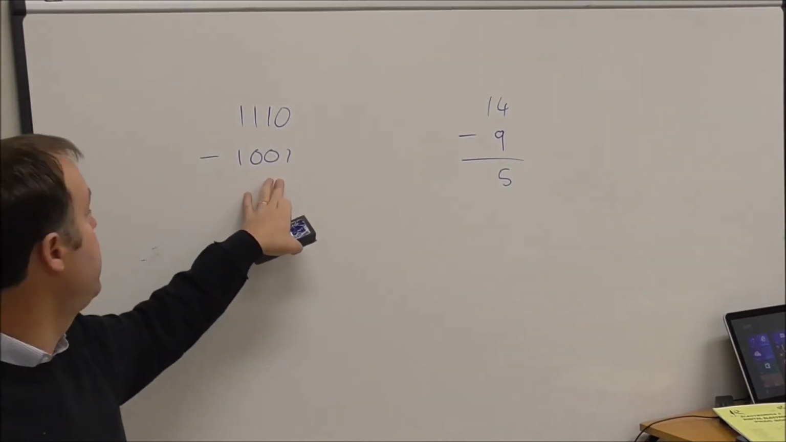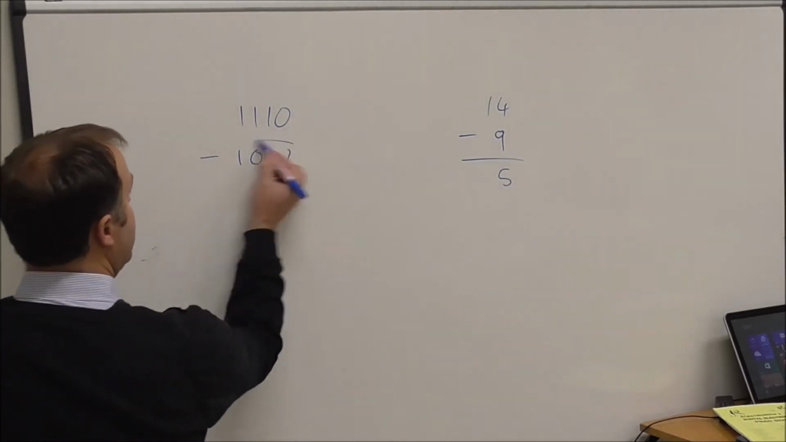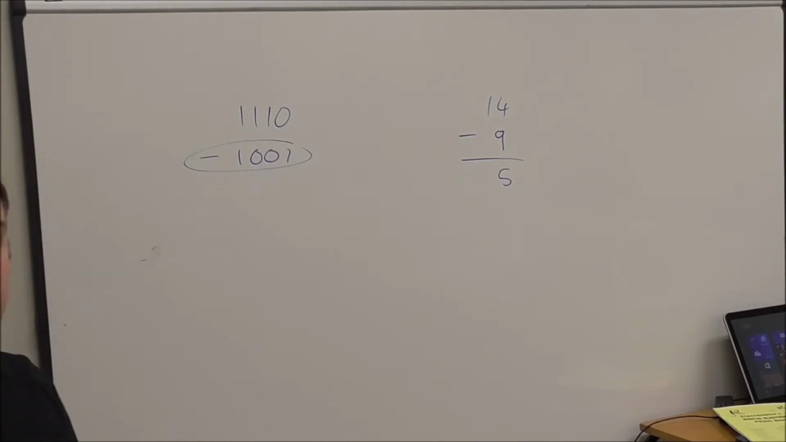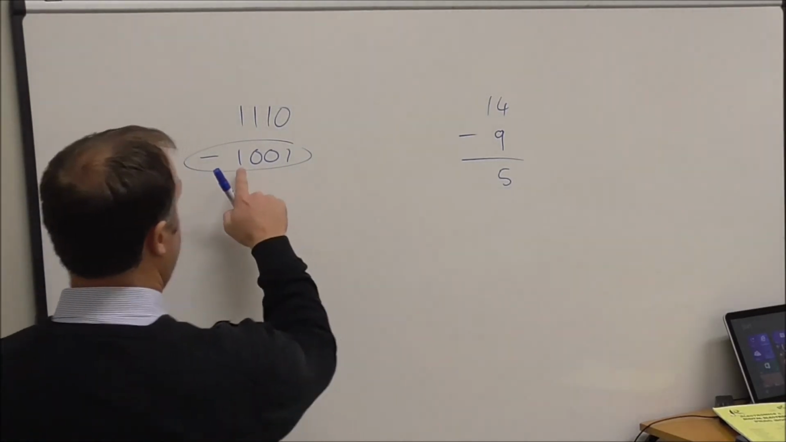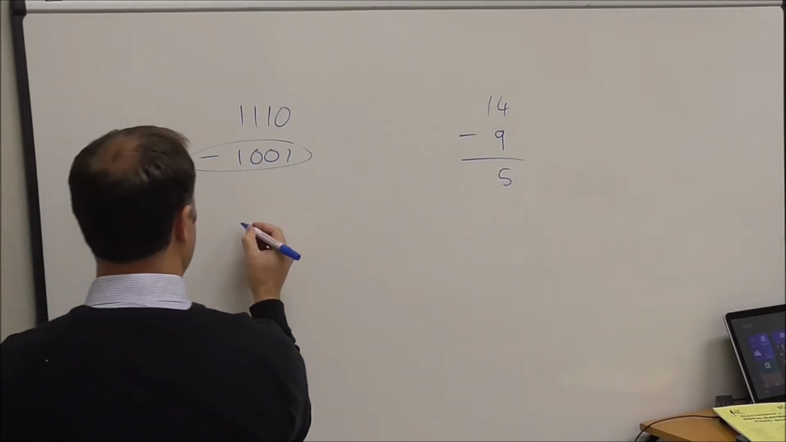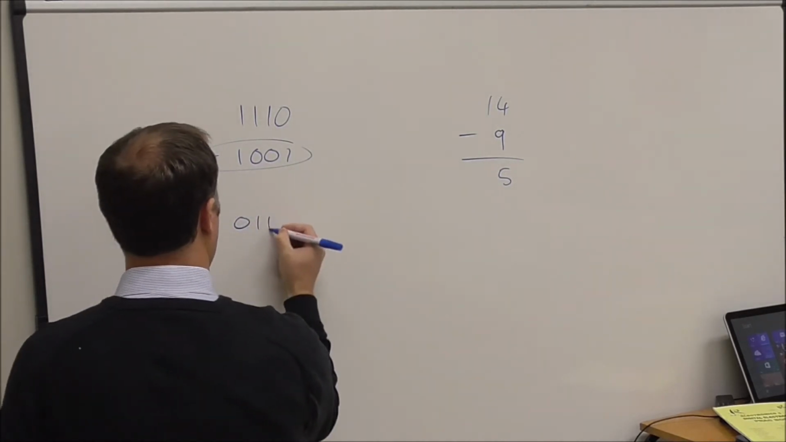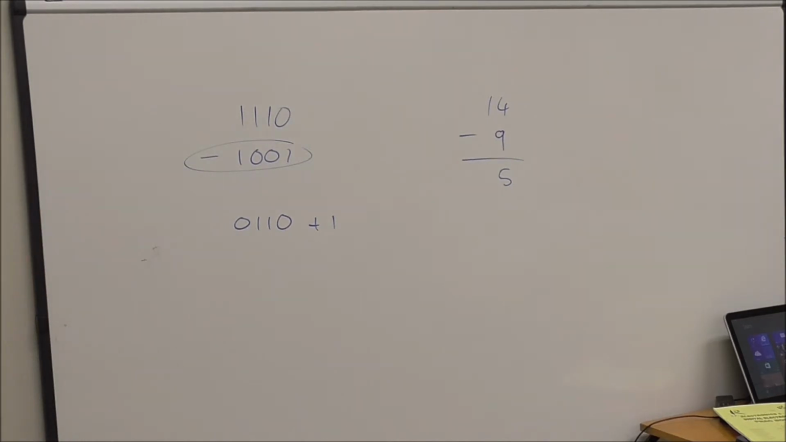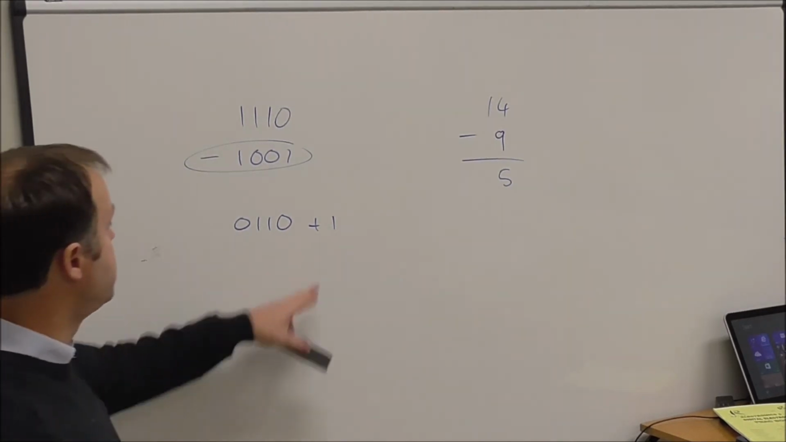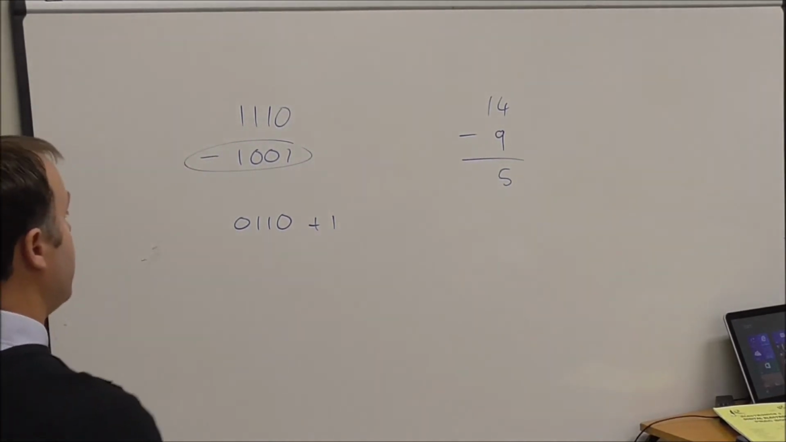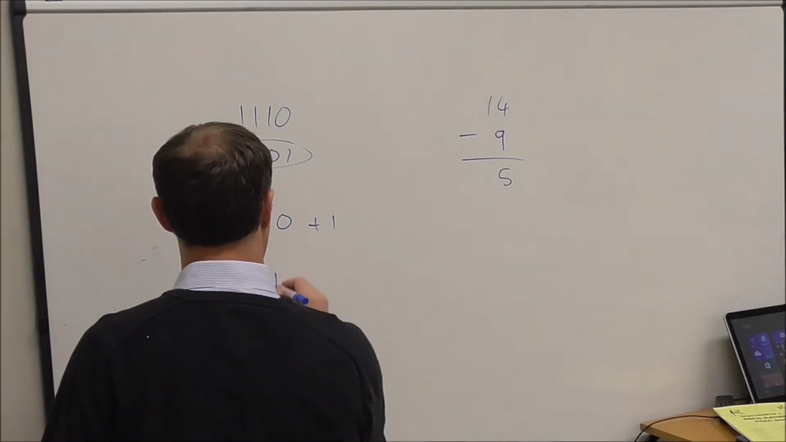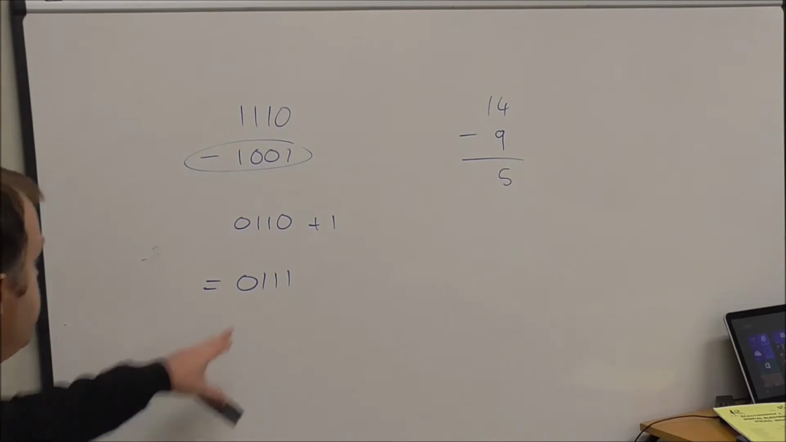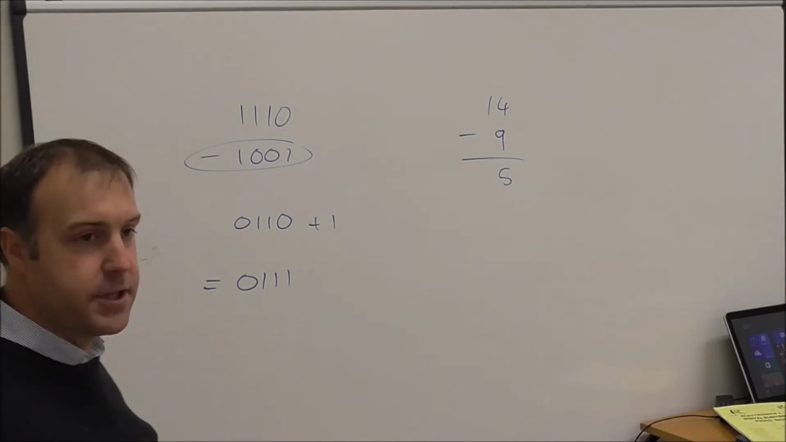The extended way is you take the number that you're subtracting, and what you do is you flip every bit. So if it's a 1, you write it as 0, and if it's a 0, you write it as 1, and then you add 1 to it. Okay? And so you add 1 to it, and that would be 0, 1, 1, 1. And now what you do is you add the 2 numbers together.